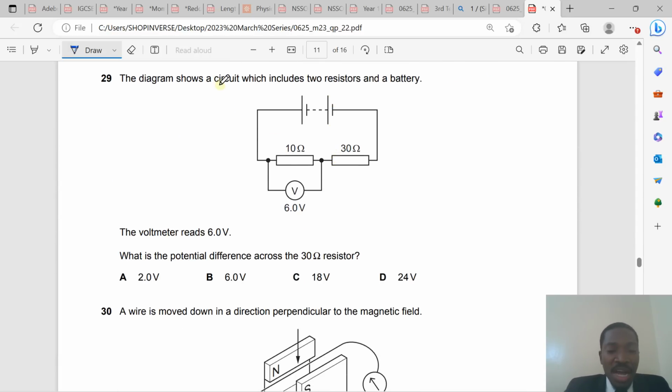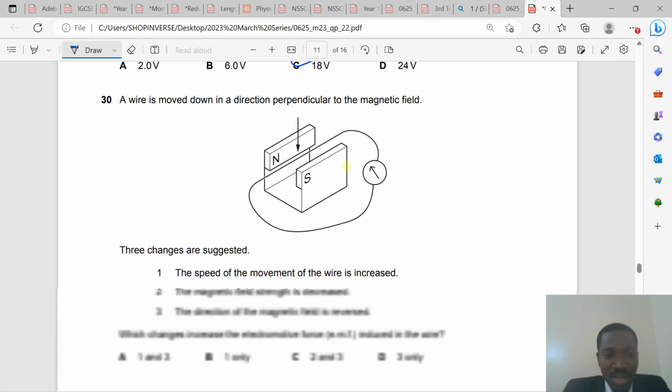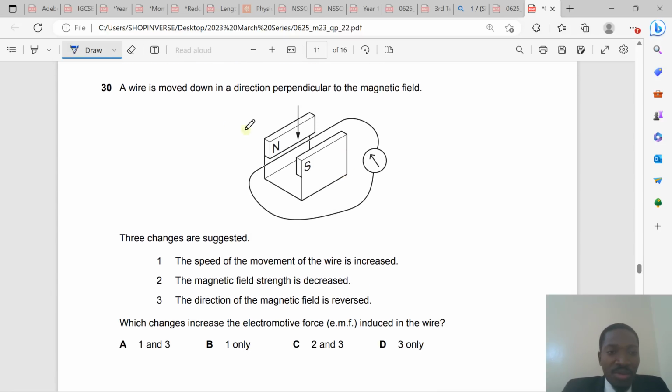Question 29. The diagram shows a circuit which includes 2 resistors and a battery. The voltmeter reads 6 volts. What is the potential difference across the 30 ohm resistor? According to the voltage divider, if there is 6 volts here and the resistance here is thrice this value, therefore the voltage here will be thrice the voltage here. So you multiply this 6 by 3. That's just the shortcut. 6 times 3 gives us 18. 18 volts is the correct answer. We conserve time.